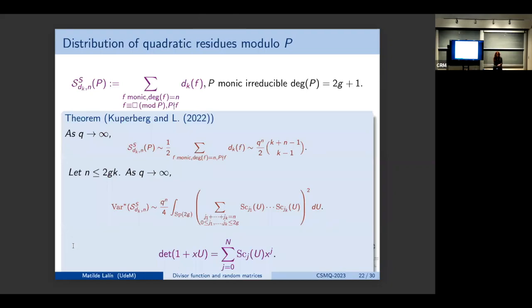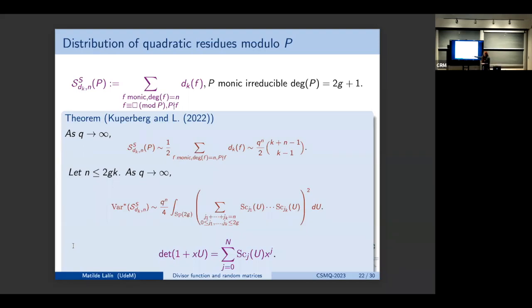Then we were able to compute the average. That's not very difficult. And using the average, we were able to find an asymptotic for the variance. The asymptotic for the variance looks as follows. It has q to the n, which is the number of polynomials of degree n that I'm considering, divided by 4.